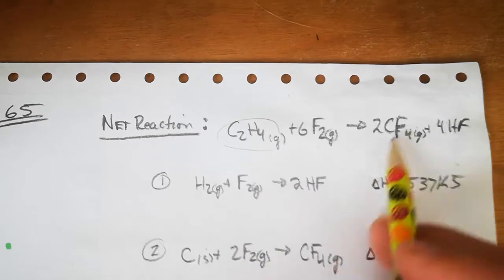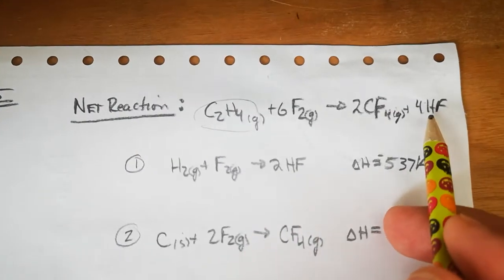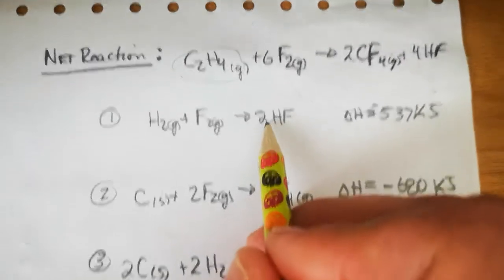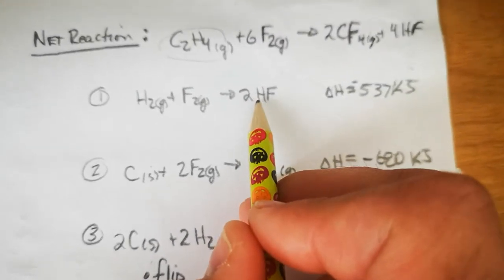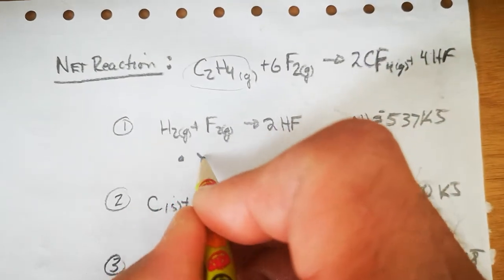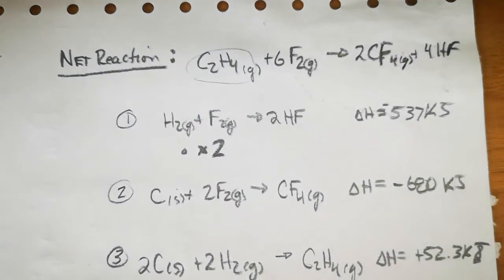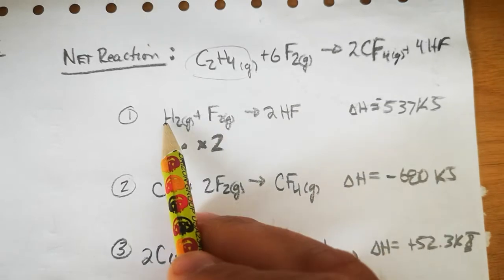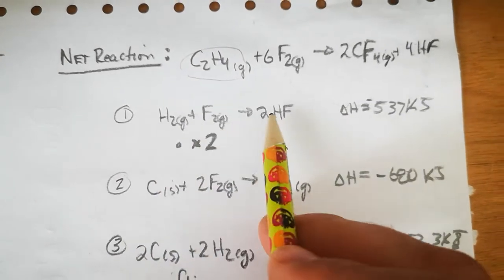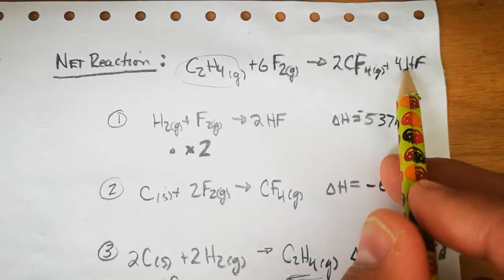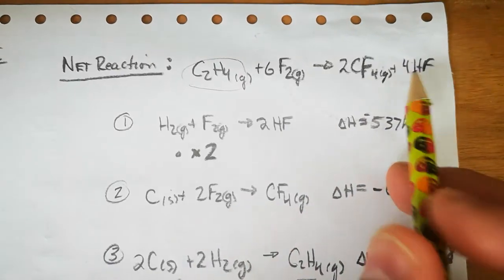Next, we need to form 4 moles of hydrofluoric acid, HF. This reaction only forms 2 moles of HF. So we are going to need to increase this reaction by a factor of 2. Then we'll get 2H2 plus 2F2 forms 4HF, the 4HF we need. Get that?